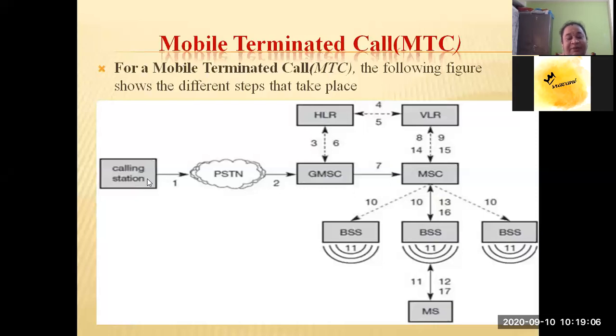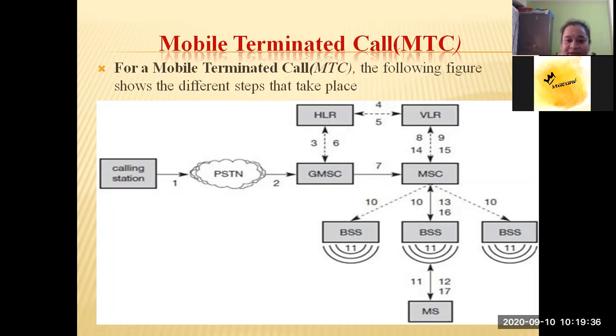What happens in these steps, we'll see through the algorithm, followed by the steps. So from the calling station, from the subscriber side, the call is raised, which is connected to the PSTN, that is the public switching telephone network. Our call will be connected to this public switching telephone network, and the call will be forwarded to the GMSC, that is the Gateway Mobile Switching Center.